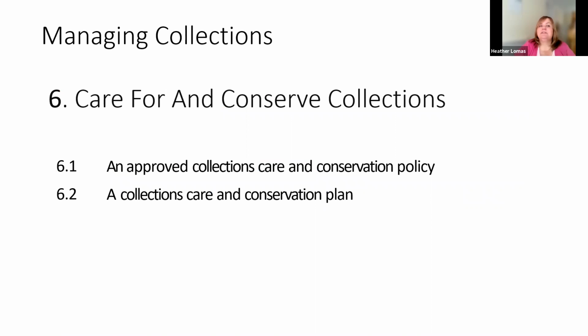Okay, moving on to the third of our three areas in the managing collections section, where this is number 6, which is care for and conserve collections. So 6.1 is for museums to have an approved collections care and conservation policy, and 6.2 is to have an associated collections care and conservation plan.